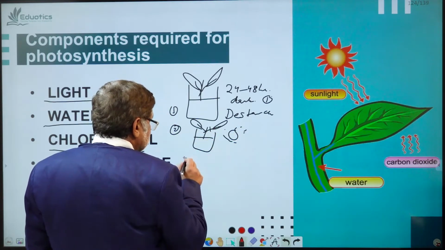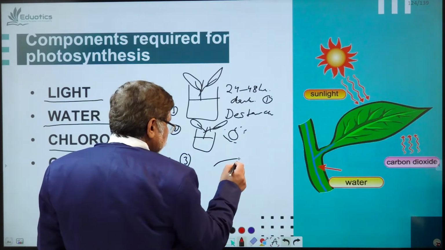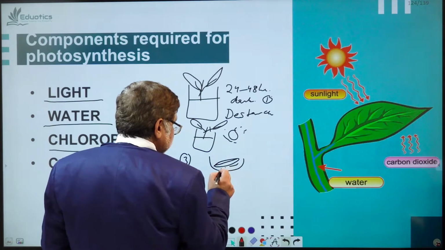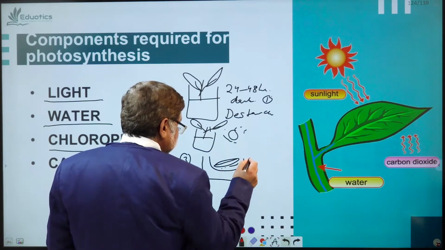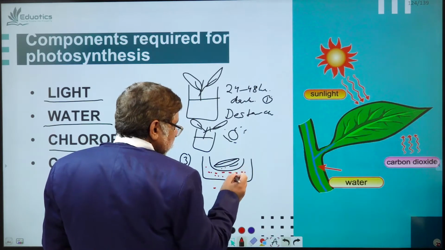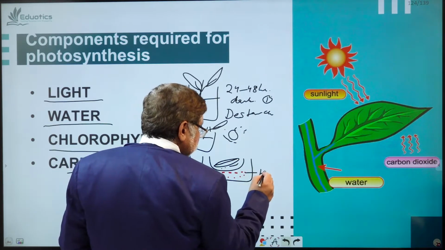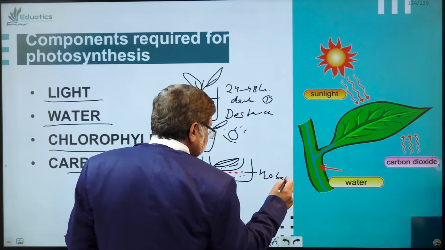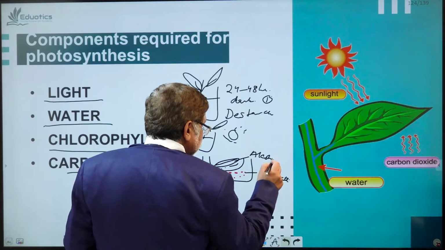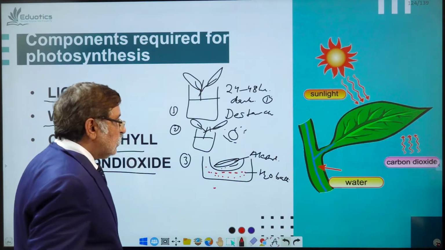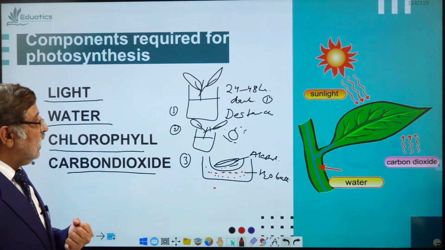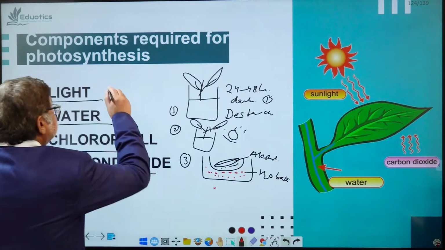Then we remove the leaf in the evening, and this leaf is heated in a water bath, dipped in alcohol. Alcohol is an organic solvent, it will extract all the chlorophyll. As a result, the leaf will get bleached.